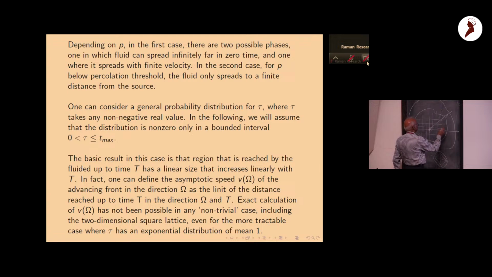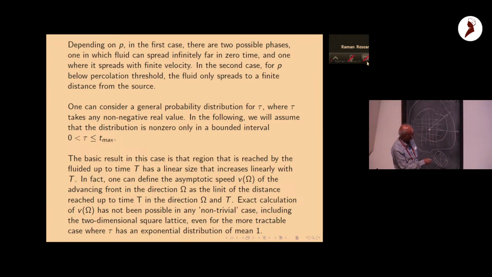This function is called V of omega, where omega is the unit vector which tells me which direction I am going. So in each direction there is a mean velocity of the front, and how much is the mean velocity of the front for a given distribution of bond variables.